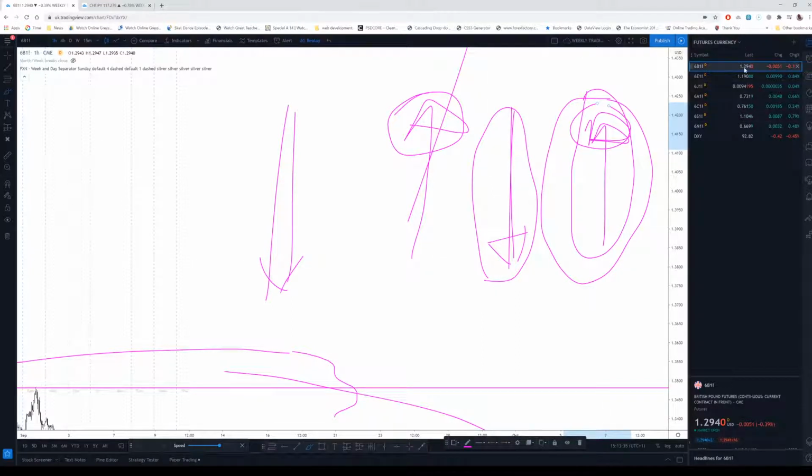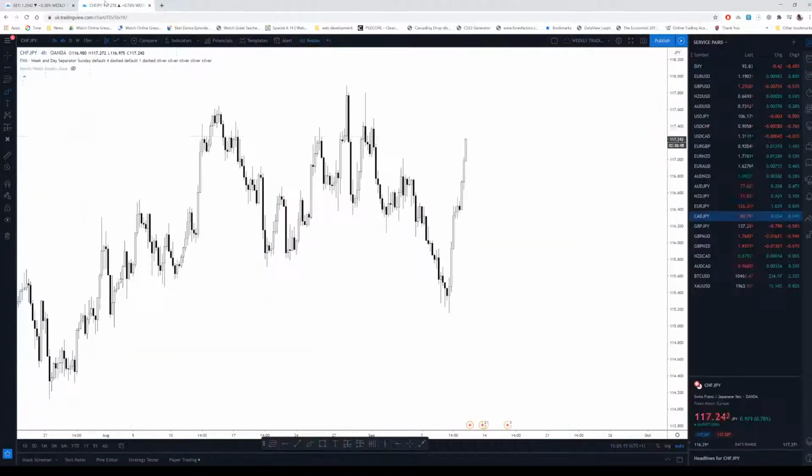So from the first to the third, if you go on to all the pairs, you're going to see that New Zealand is beating everyone up. Let's go and check. Where is it? Give me a second.